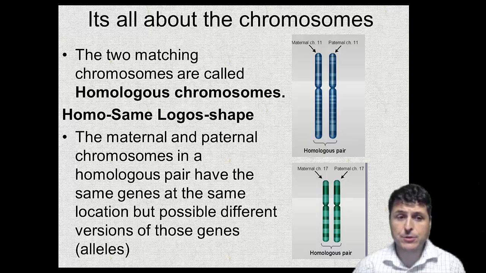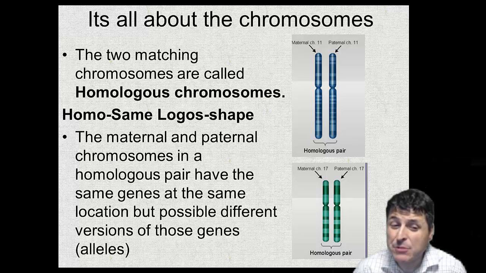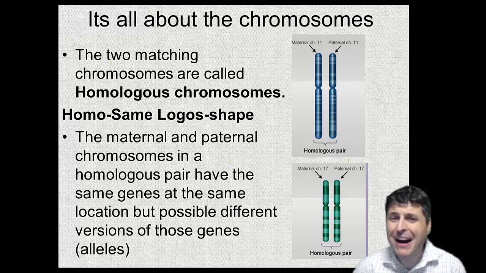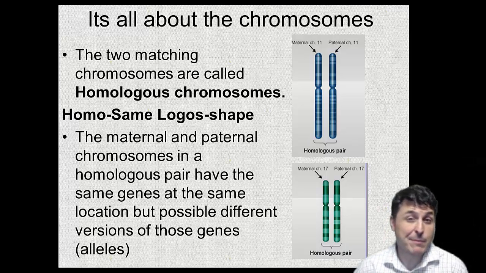The two matching chromosomes are referred to as homologous chromosomes, where homo is a prefix which means same and logos is a suffix referring to shape, because homologous chromosomes will have the same size, shape, and appearance under the microscope. These maternal and paternal chromosomes in a homologous pair will have the same genes at the same locations, but possibly different versions of those genes. You might have a gene for widow's peak on the maternal chromosome, but a gene for no widow's peak on the paternal chromosome. And because widow's peak happens to be dominant, that's what shows up in your phenotype.